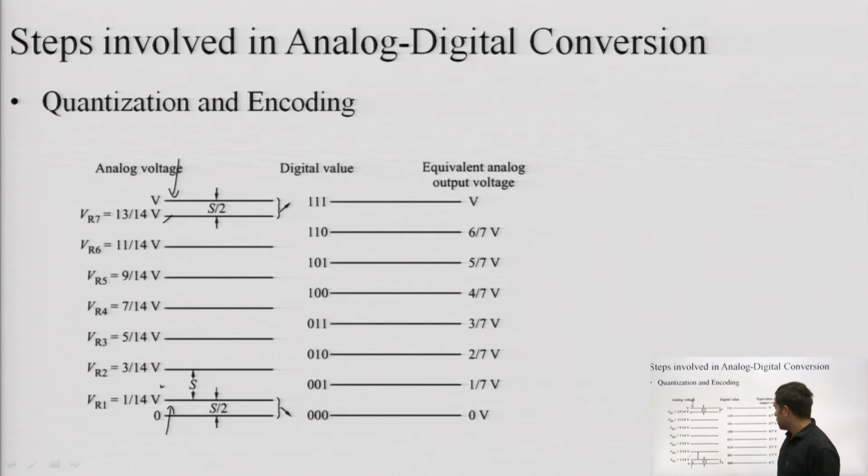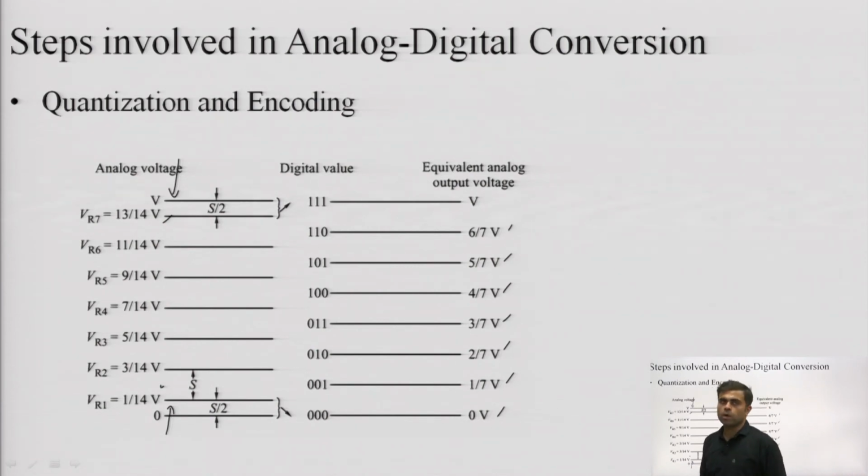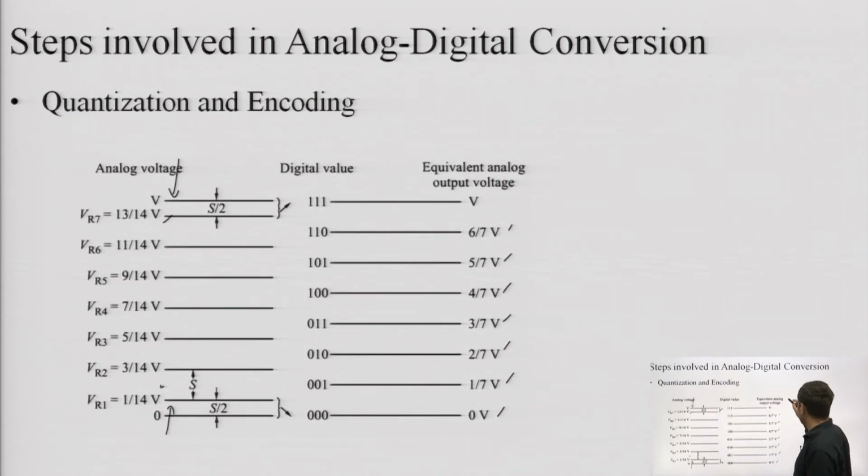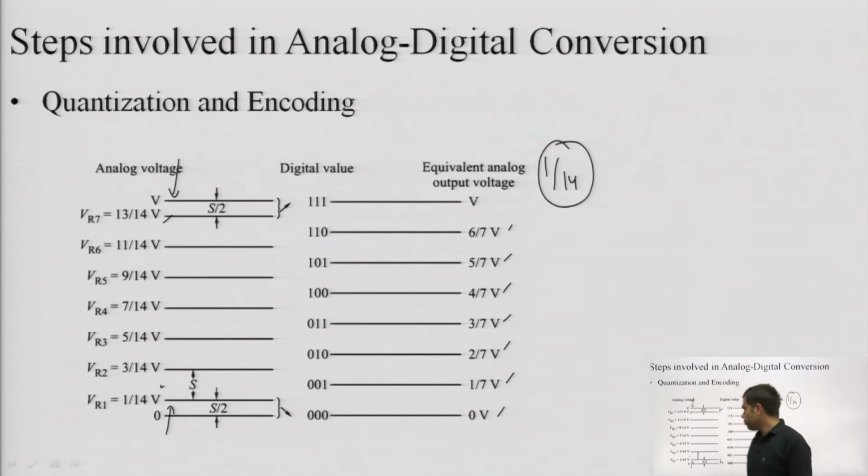In that case, my output voltages will be 0 volt, 1 by 7, 2 by 7, 3 by 7, 4 by 7, 5 by 7, 6 by 7. In this way we can quantize my output. Between the two arrangements, in the first the maximum error can be 1 by 8, but in this case the maximum error can be 1 by 14. So we have substantially reduced the quantization error if we are able to offset the first and the last level.